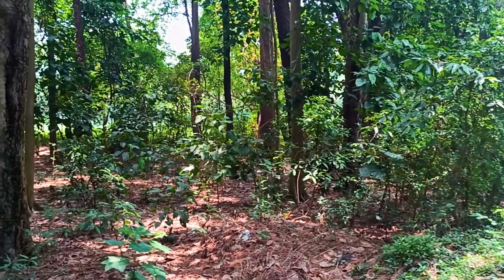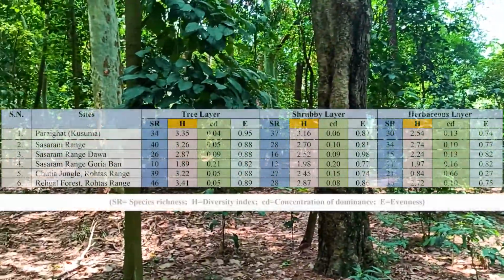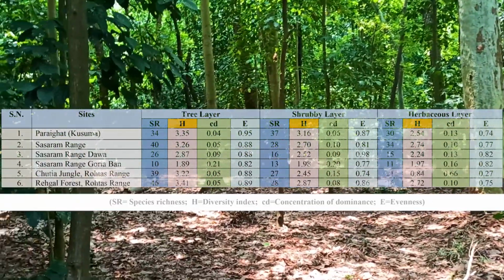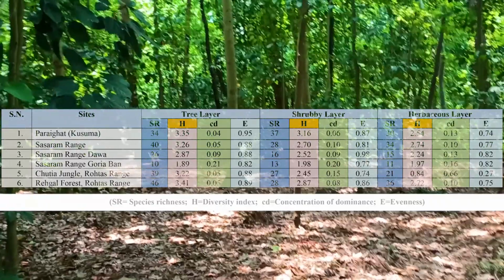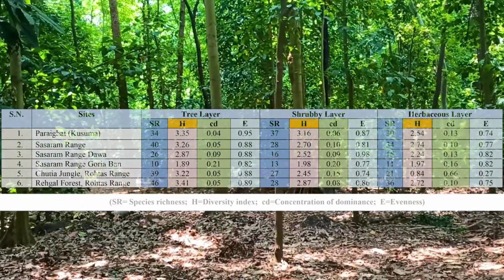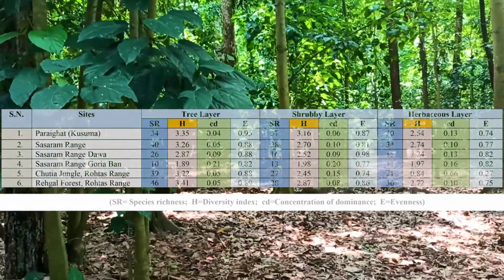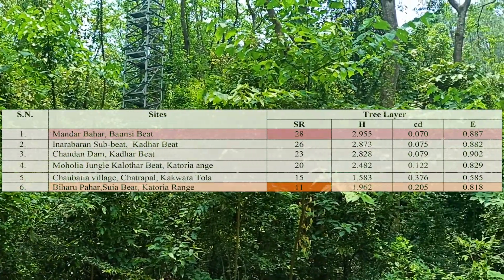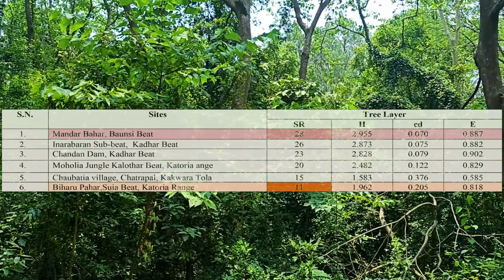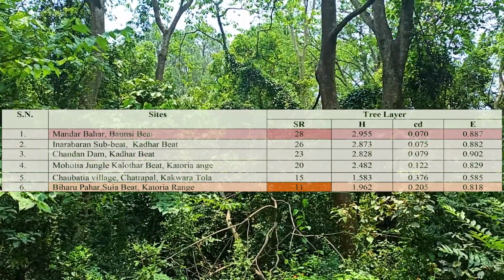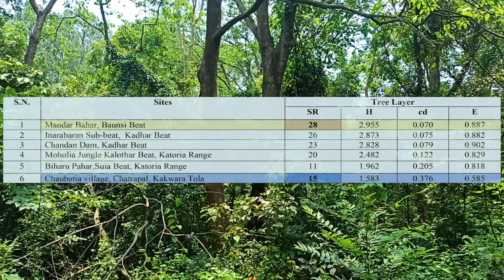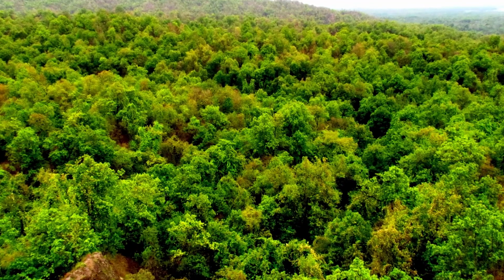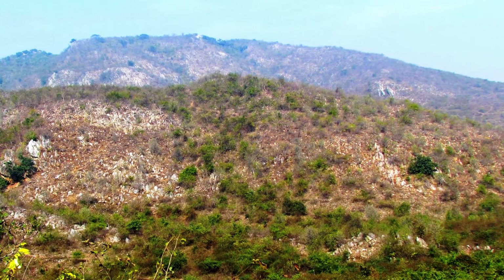Besides this, various other biodiversity indices were estimated for comparison of different forest sites. These indices are Shannon-Wiener Biodiversity Index, concentration of dominance, evenness, and species richness. For example, in Banka district of Bihar, Mandar site shows highest tree species richness, whereas Biharu Pahar site shows lowest value. Similarly, the tree diversity index shows highest value for Mandar site and lowest for Kakwara Tola.